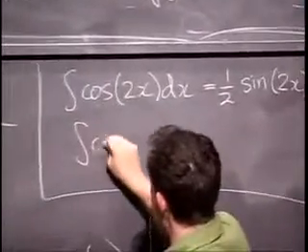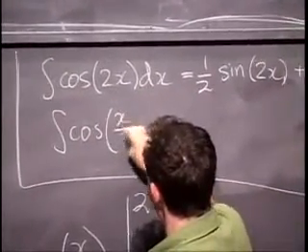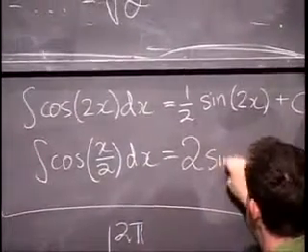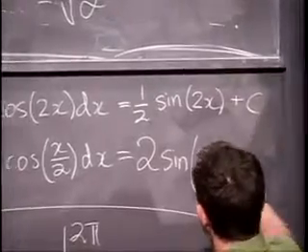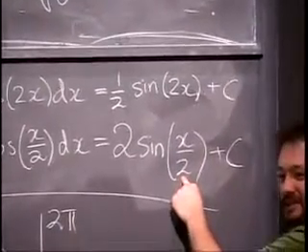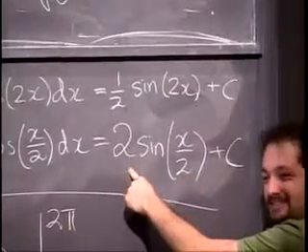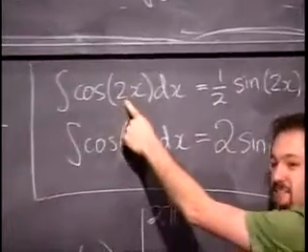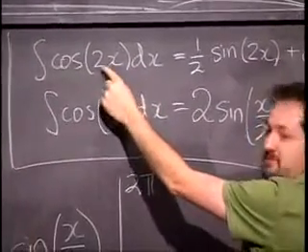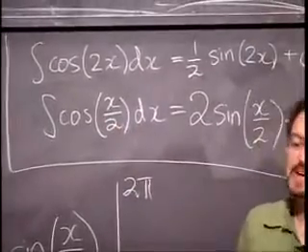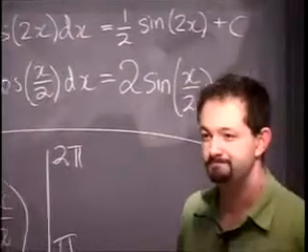I claim, on the other hand, that the integral of cosine x over 2 is 2 sine x over 2. Again, differentiate this. This time the 1/2 pops out and kills the 2. So the general rule of thumb is when you're integrating, you divide by whatever is here. And here I have a 1/2, and dividing by a half is the same as multiplying by 2.